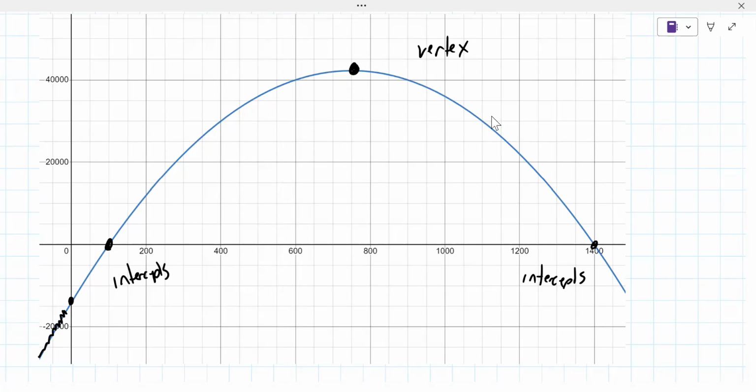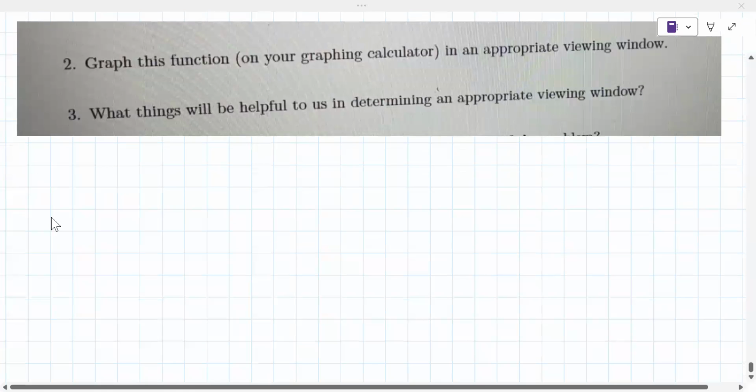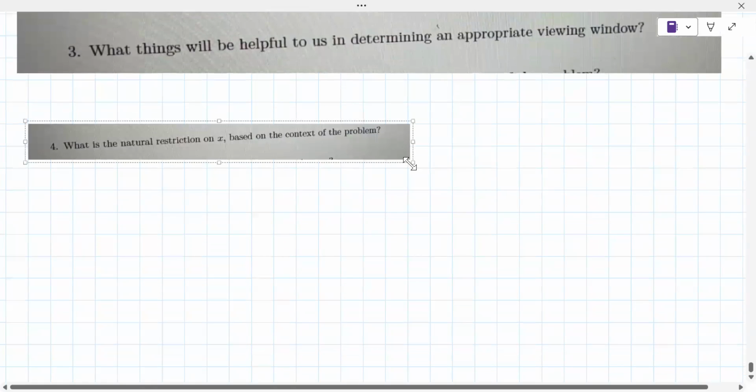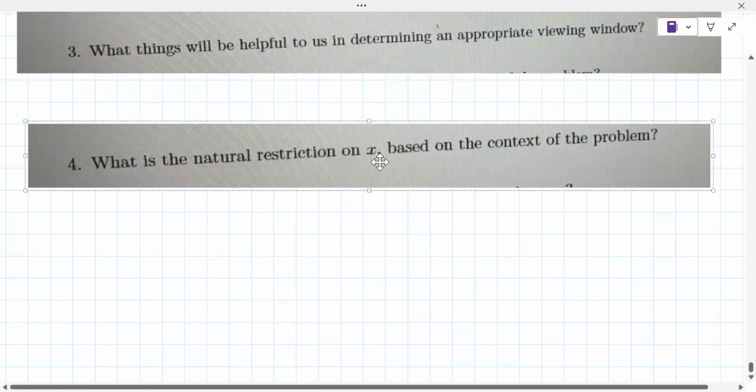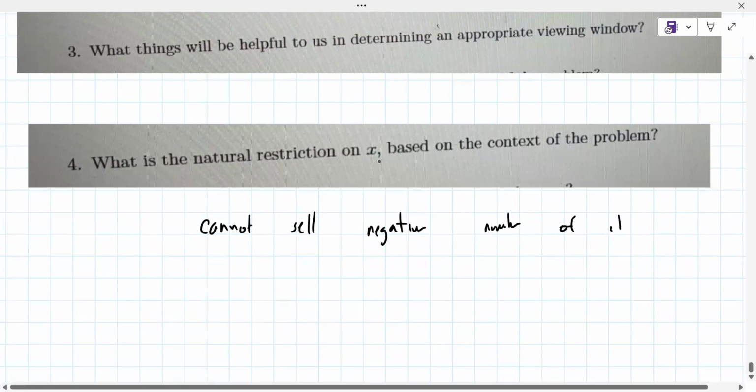All right. So that's all I can say on that. What is the natural restriction on X? We actually already talked about that. The natural restriction on X is that you cannot sell a negative number of items. So X has to be greater than 0.